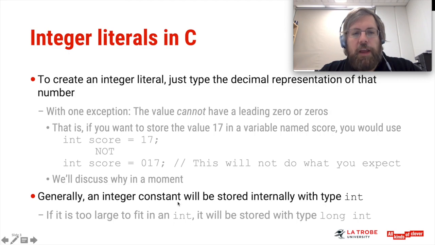And generally, an integer constant will be stored internally with type int. If by chance it is too large to fit in an int, that is, it is bigger in magnitude than 2 to the 32 on most computers, it will be stored with type long int.